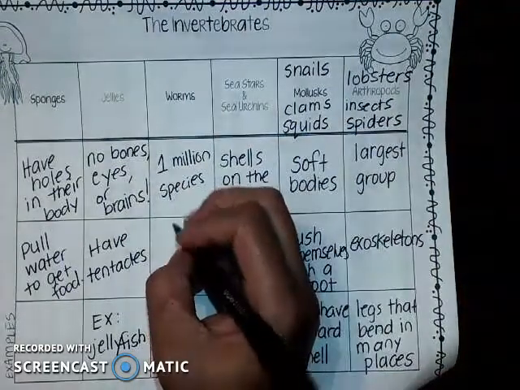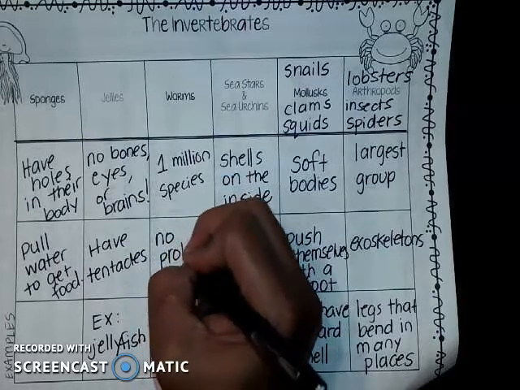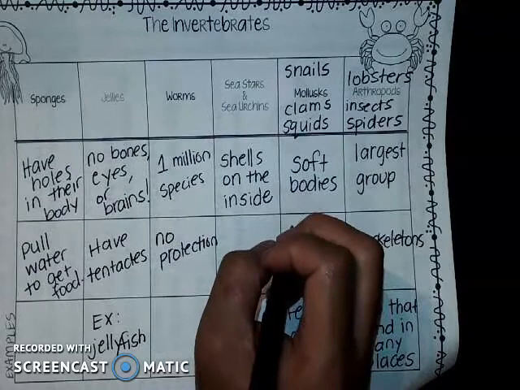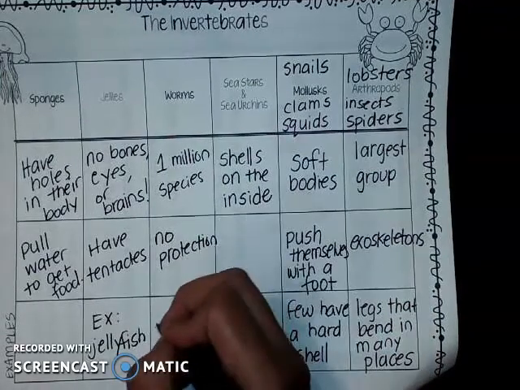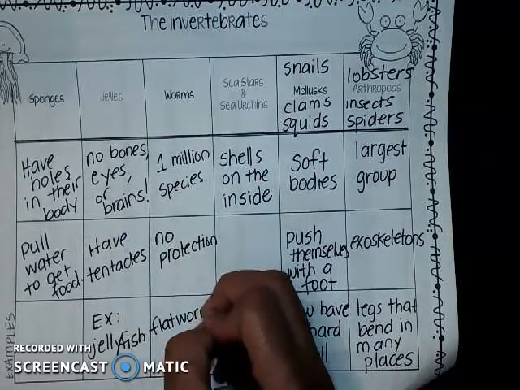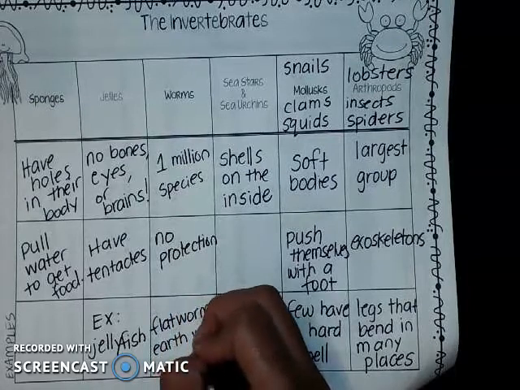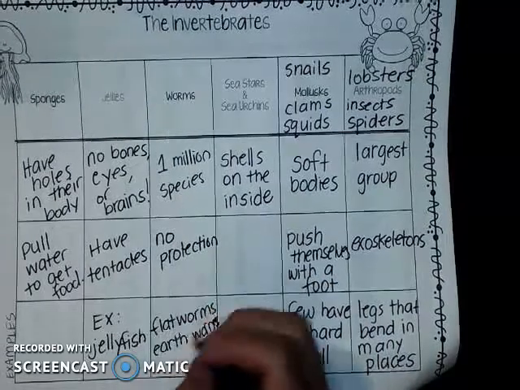They have no protection, right? Inside or out. They don't have an exoskeleton. They fill up with water. And the types of examples they gave were flatworms. Earthworms, we see those outside on the grass, especially when it rains, right? And roundworms.